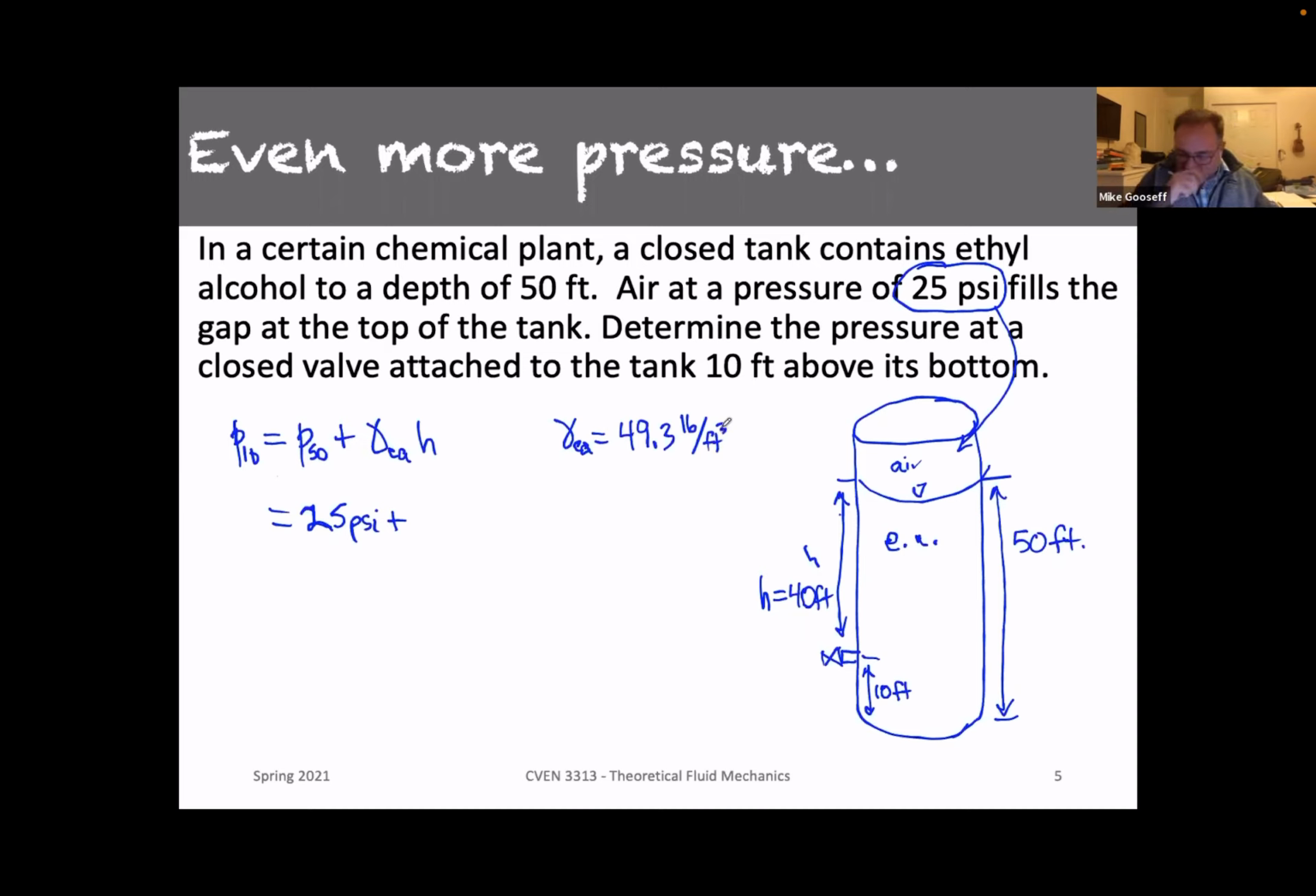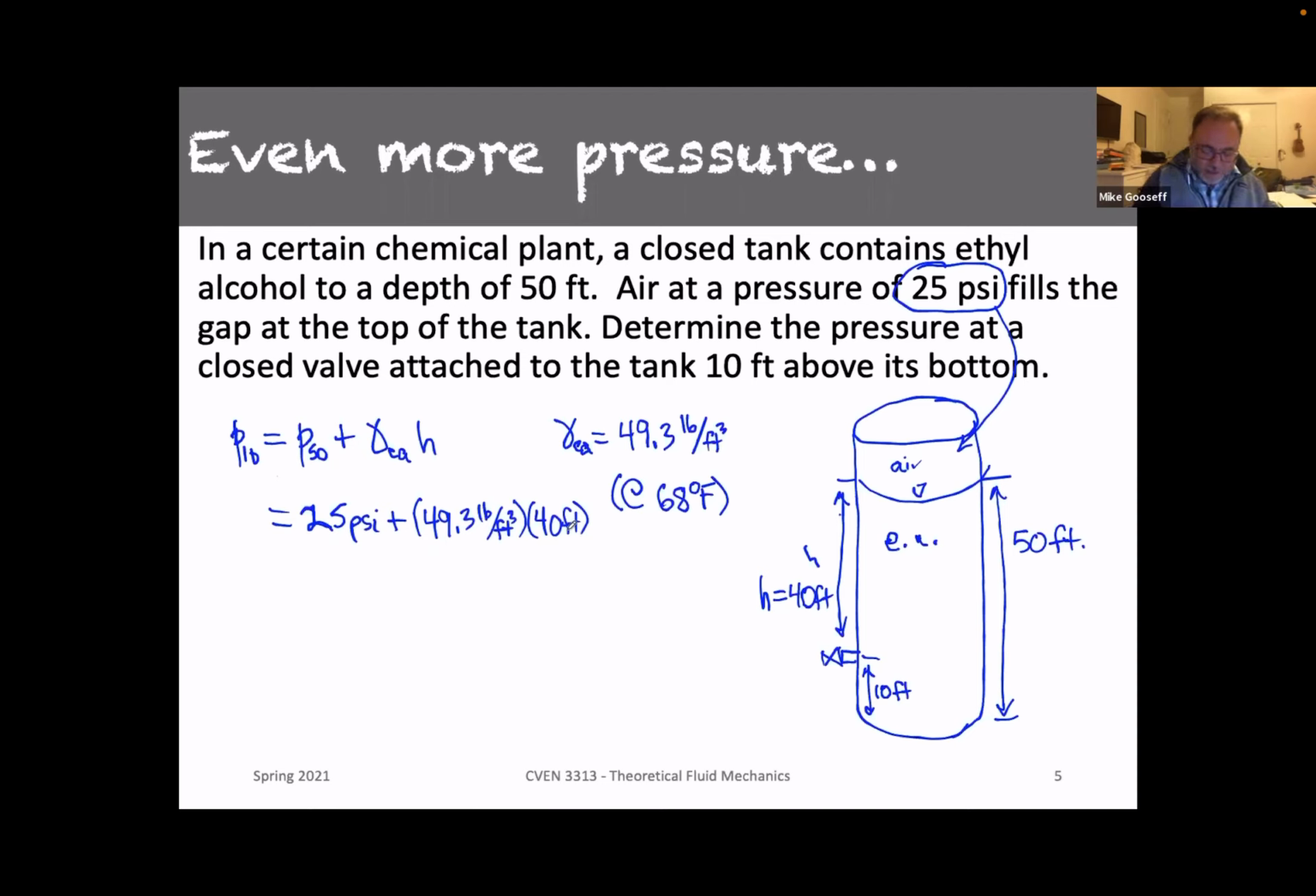we already had this all working in feet, right? I didn't convert to meters or newtons. By the way, this is at 68 degrees Fahrenheit. And because we're not given any other information about temperature, we can assume room temperature and be okay. All right, so now we're going to write in here 49.3 pounds per foot cubed. And we're going to multiply by 40 feet.